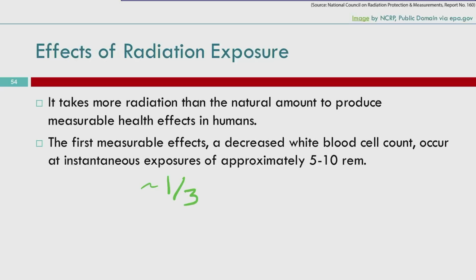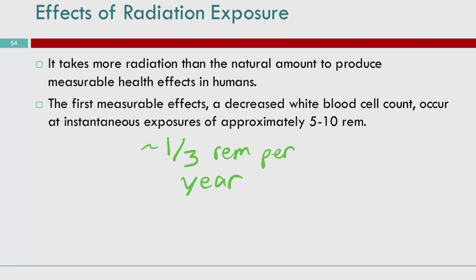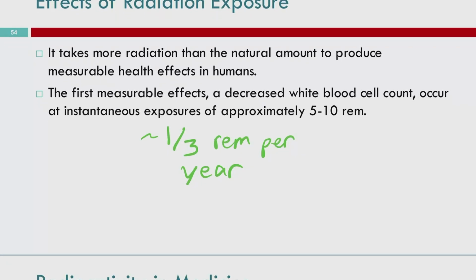So remember, it was about 1/3 of a REM per year. Not a number that you necessarily need to know, but just to calm your fears about radiation if you have any. The first measurable effects, which is a decreased white blood cell count, suppressed immune system, occur with instantaneous exposures of approximately 5 to 10 rem. So the amount that you would typically experience in a whole year, multiply that by 15 to 30 times, that's sort of like the amount that you would have to get at once to get any noticeable health effects. So it's unlikely that you're going to run into that on accident.